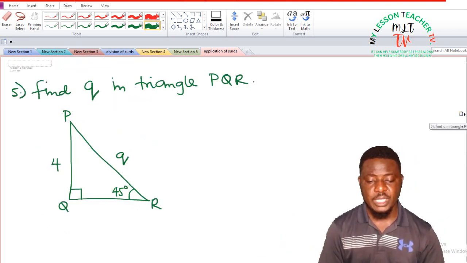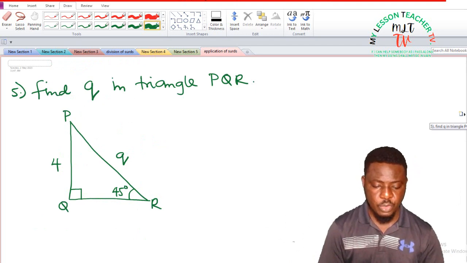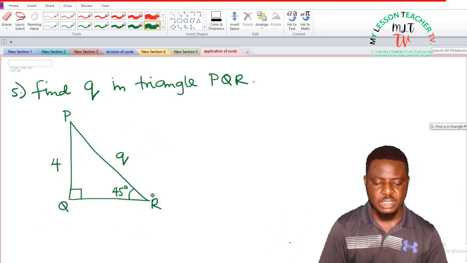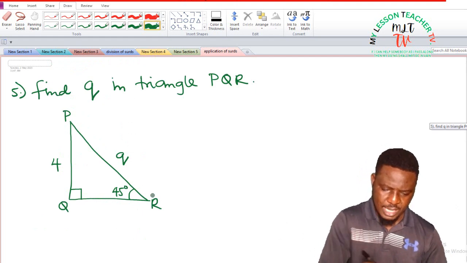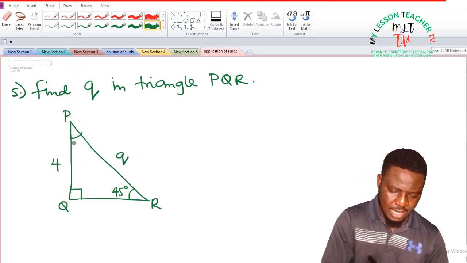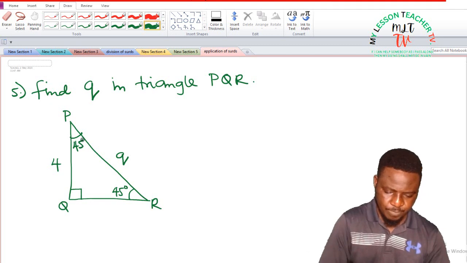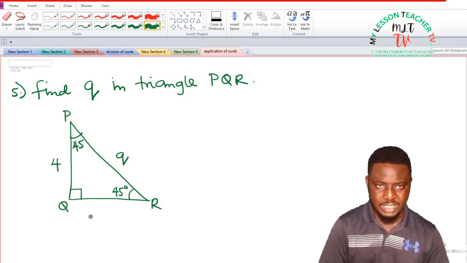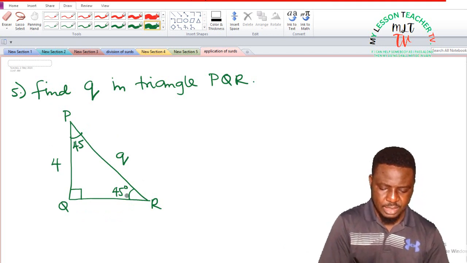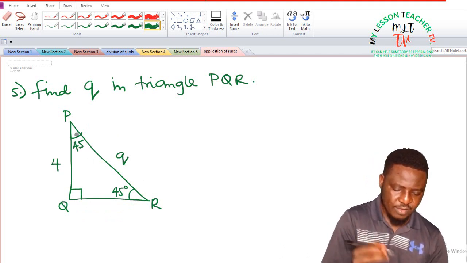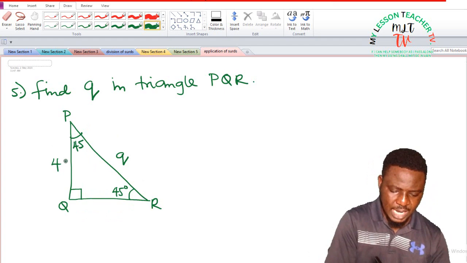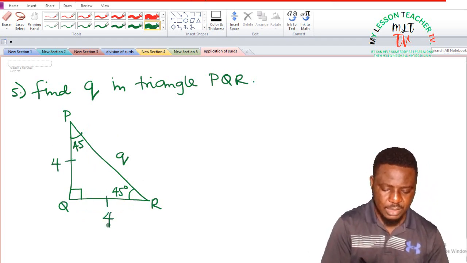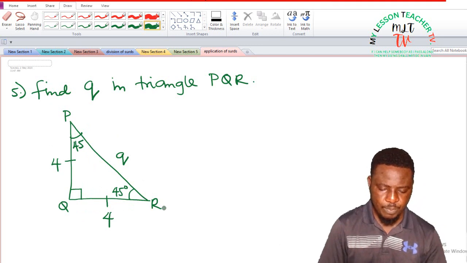We should find Q in triangle PQR. Q happens to be the hypotenuse side of this, and if you look, this angle is also said to be 45 degrees, because the sum of angles in a right angle triangle is said to be 180 degrees, and this is 90 minus 45 gives you 45. So this side will also be equal to this side, so it therefore means that side QR is also 4.